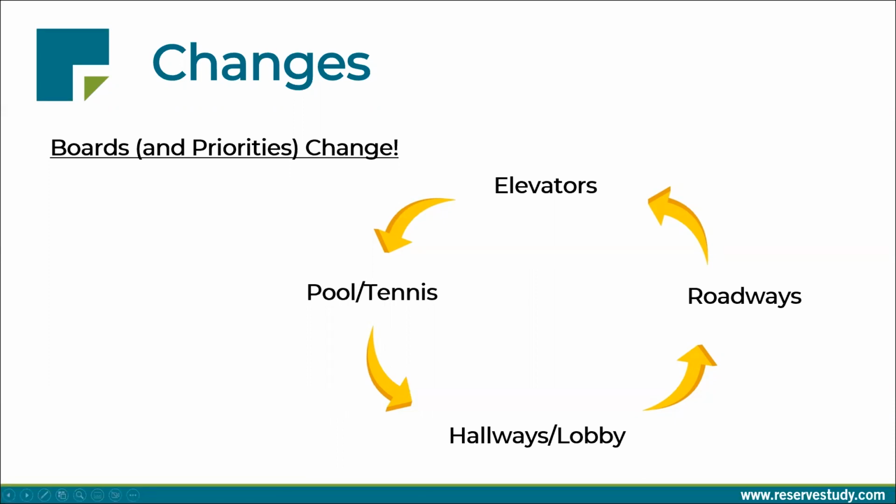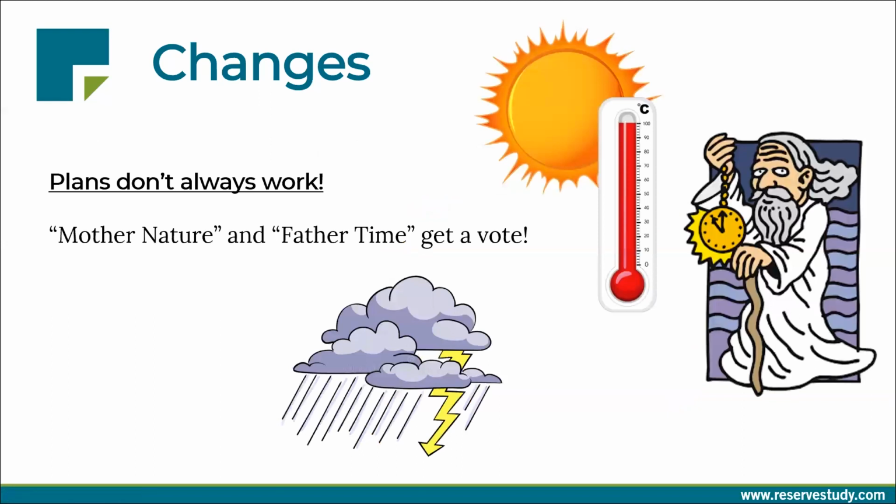But those priorities change. The point I want to make with that is the plans don't always work. Mother Nature and Father Time get a vote. It's not you set the plan and then you get to drive the bus. Father Time says, sorry folks, it's not going to last that long. And you might get hit with a lot of rain that just shows that your roof just isn't cutting it, or a lot of heat that's just baking some of your outside surfaces, some of your paint. So understand that your reserve plan, the components, is going to have to change just because the factors change.